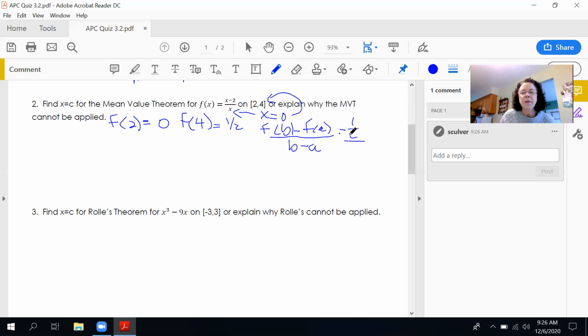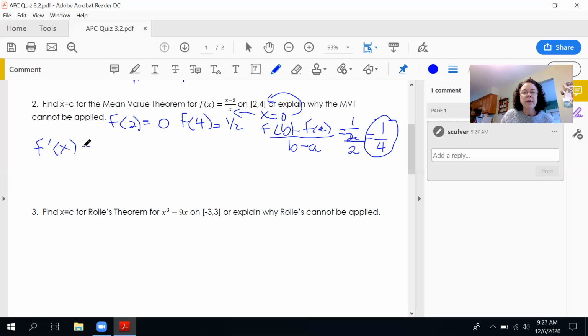And 4 minus 2 is 2. And 1/2 divided by 2 is 1/4. Some of you had a -2. You just did your slope formula, you just weren't careful with the negatives. So the average rate of change on the interval from 2 to 4 is 1/4. Somewhere it is guaranteed that the derivative is equal to that.